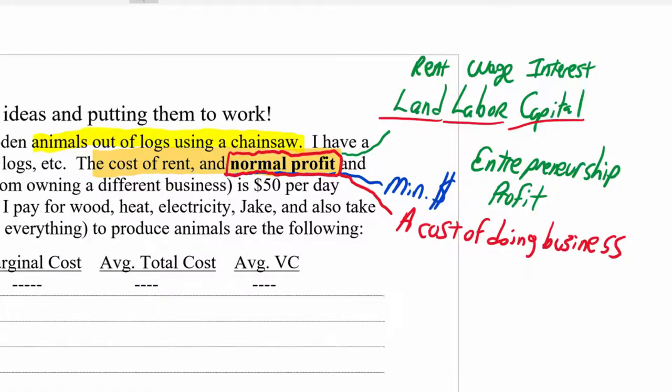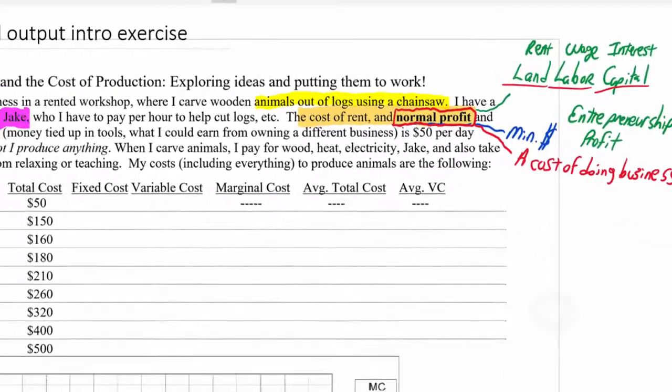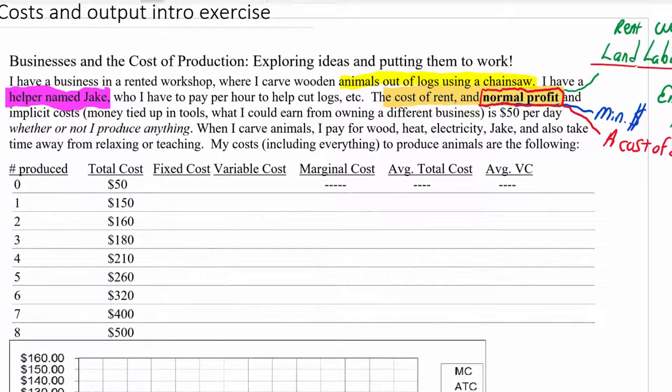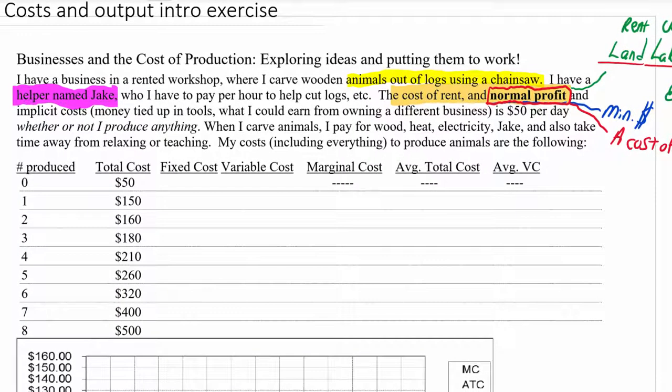So getting back to the overview here, the cost of rent, the normal profit, and the implicit costs might be the money we have tied up in tools.